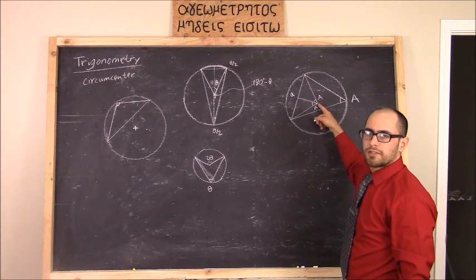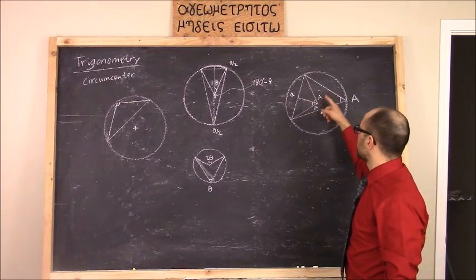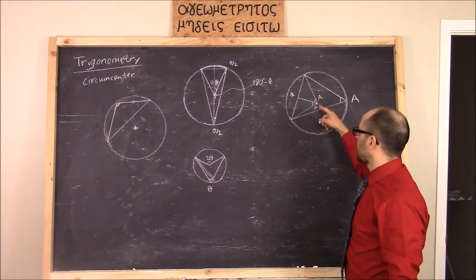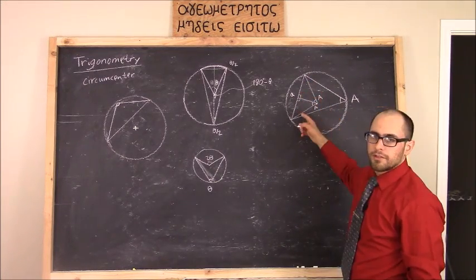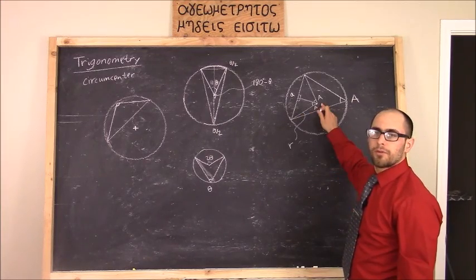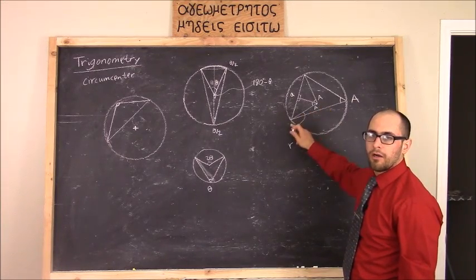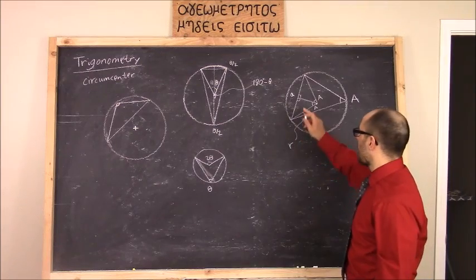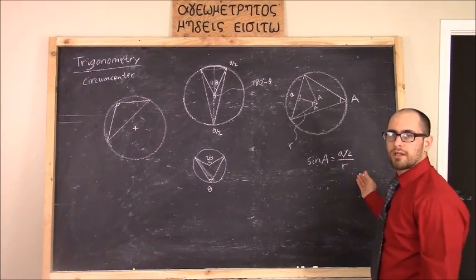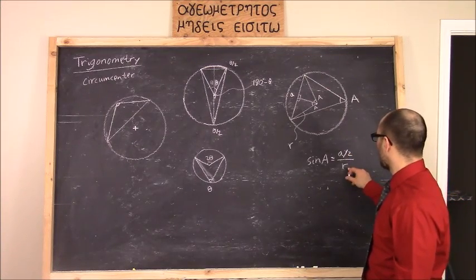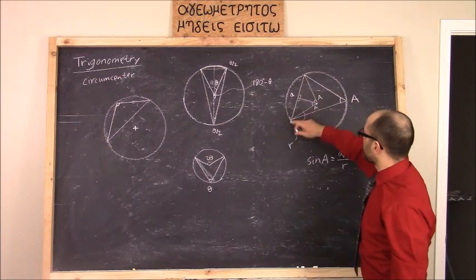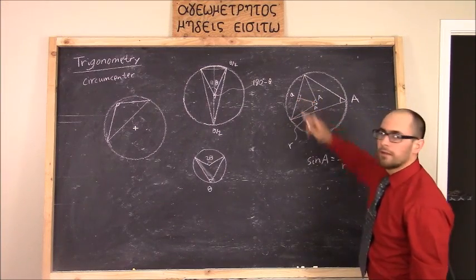If I split the central angle into 2 halves, A on one side and A on the other side, notice I have formed 2 similar right triangles. This is going to help us out a lot. Of course, the radius of a circle being r and sine being opposite over hypotenuse means I have sine of angle A is equal to A over 2 over r. A being the full length, A over 2 being the half length.